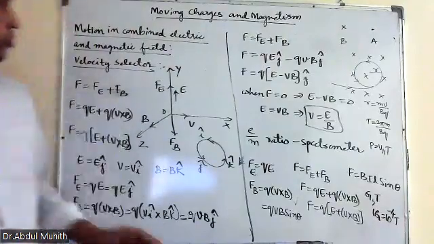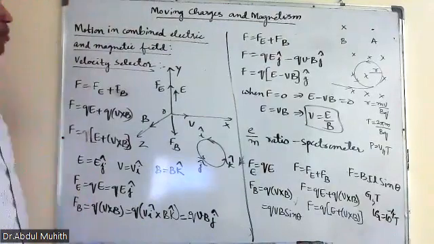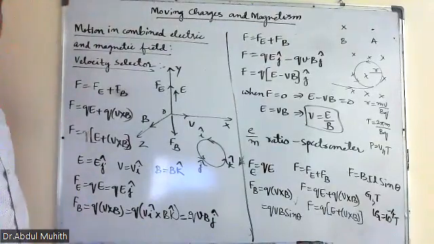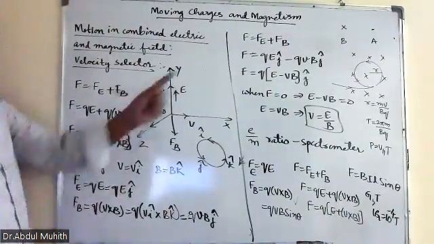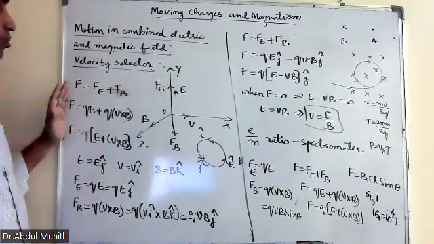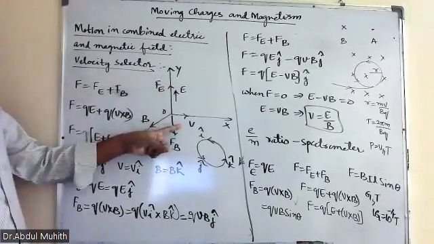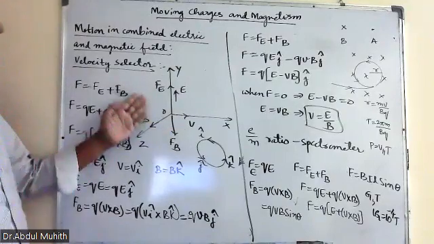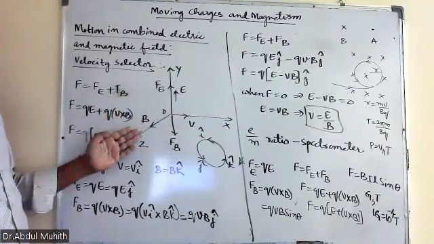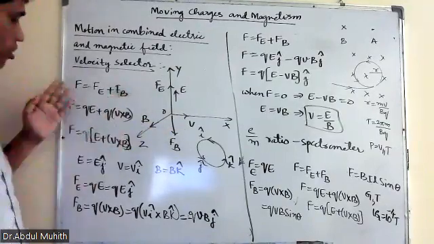And the third one is what? The next derivation was motion in combined electric and magnetic field at the same time. Did you understand? In yesterday's class we were doing that, and this was a derivation. Suppose along the x-axis there is a velocity of the charged particle, along the y-axis we have an electric field, and along the z-axis we have the magnetic field. The formula is what?